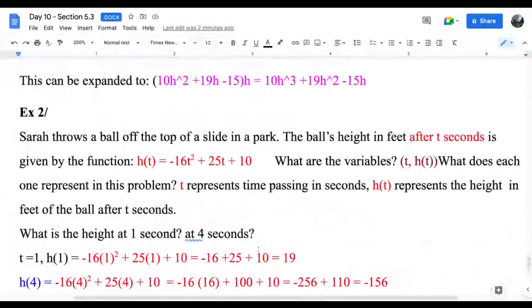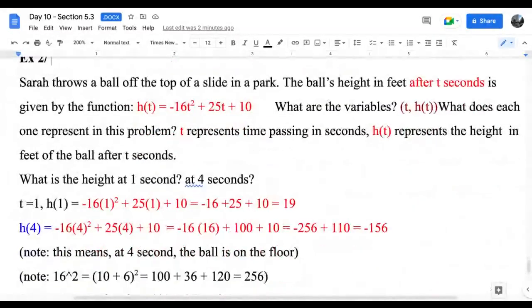Okay, let's see example 2. Sarah throws a ball off the top of a slide in a park. The ball's height in feet after t seconds is given by a function, a downward parabola, right? Whenever we toss a ball, the trajectory is a downward parabola. It's a polynomial of degree 2, a quadratic function. The variables are t and h of t. T represents time, h represents the height of the ball.